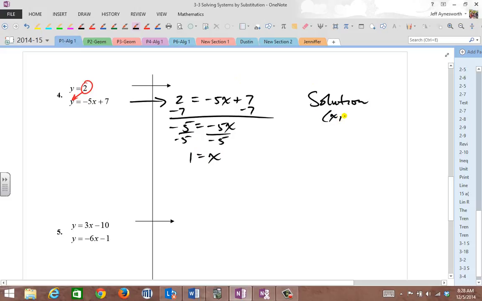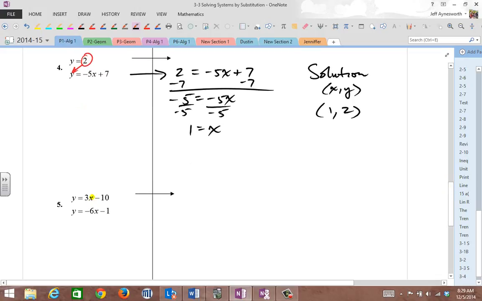Okay, it's always x and then y, and so in this case it's 1, 2. Why? Because y is already 2. It's already solved for. So sometimes you have to really think simple because this is a simple system. Y is already known, so the only thing you have to do is find x, and that's it.